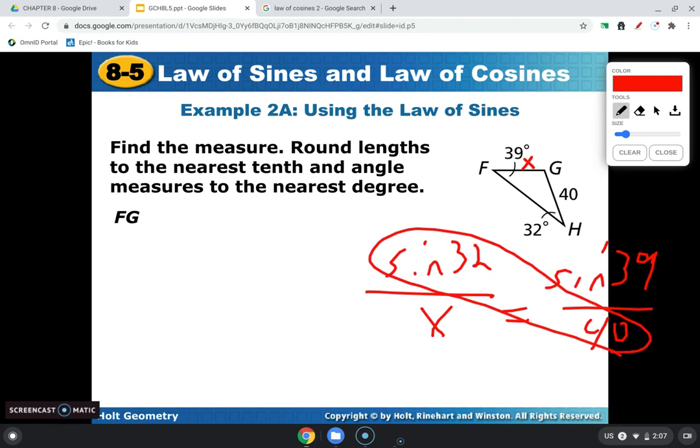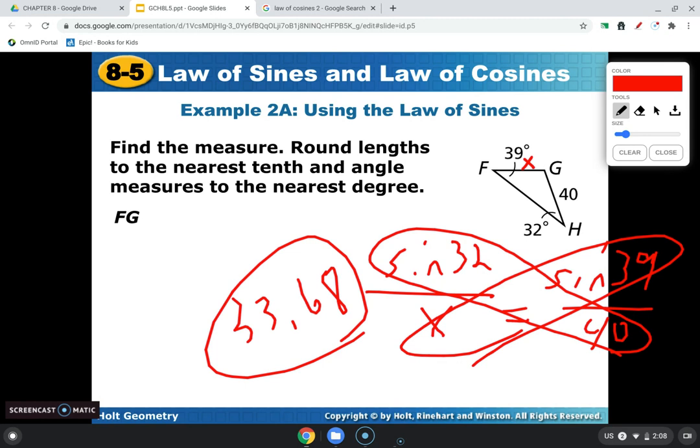Now, keep this in your calculator. Don't round till the end. You can use your last answer function. So I'm going to go 40 sine 32, hit enter. Then if I set that up and cross multiply, I would have x times sine 39. So then I would divide by sine 39, and that gives me a side length of 33.68.